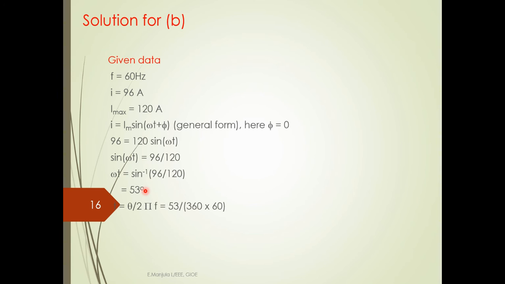But we have to find t. So t is equal to theta divided by 2 pi f. We know that omega is equal to 2 pi f, and we know f is equal to 60. So t is equal to theta divided by 2 pi f.